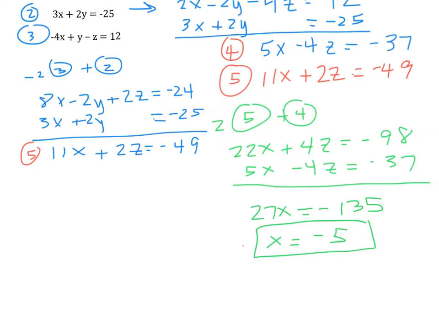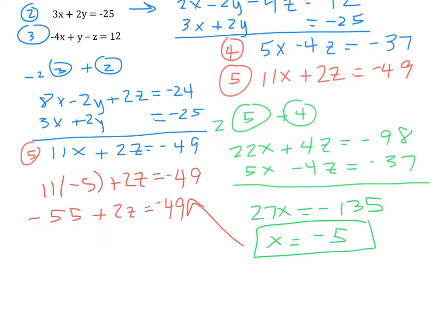So if I go to 5, so I come up here. So we're going to put 11 times negative 5 plus 2z equals negative 49. So I get negative 55 plus 2z is negative 49. I'm going to add 55, so I get 2z equals, let's see, I didn't do it that way on my paper, so we got 55 minus 49, that's 6. And then z equals 3. So now I have 2 variables. I have x and z.